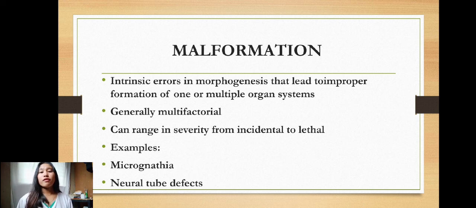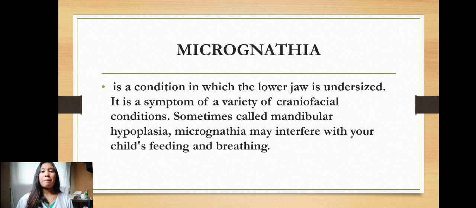So, what is malformation? Malformation is intrinsic errors in morphogenesis that lead to improper formation of one of the multiple organ systems. Generally multifactorial, it can range in severity from incidental to lethal. Malformation is also an irregular, anomalous, abnormal, or faulty formation or structure, a structural defect in the body due to abnormal embryonic or fetal development. Examples: micrognathia, and also neural tube defects.